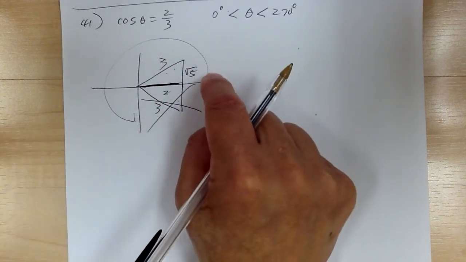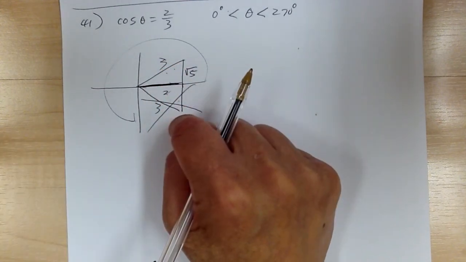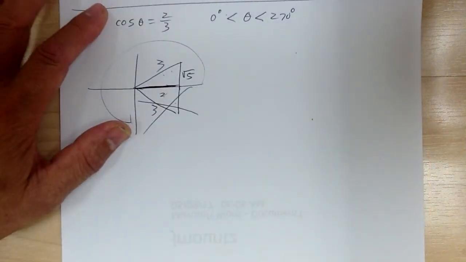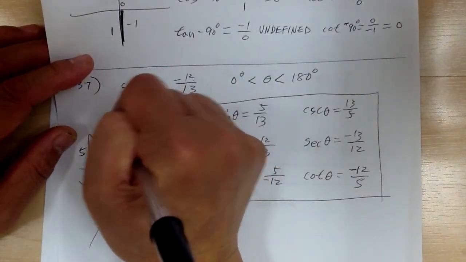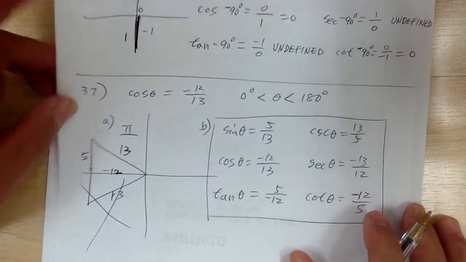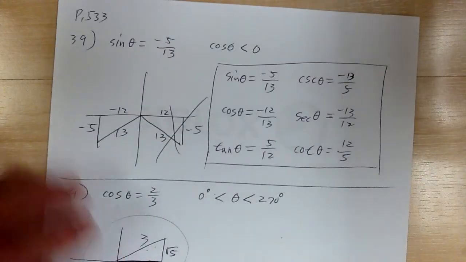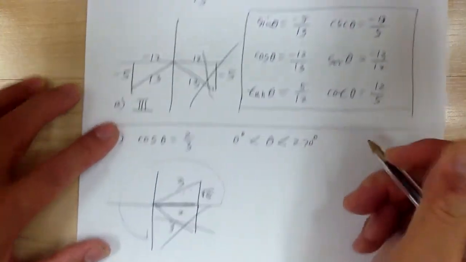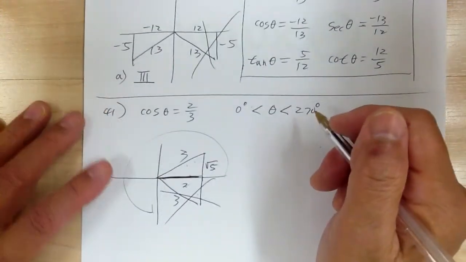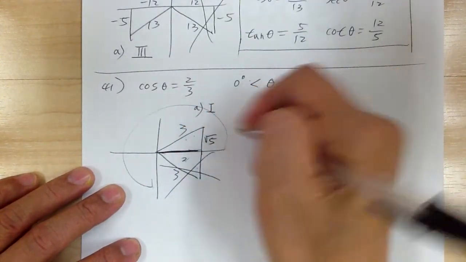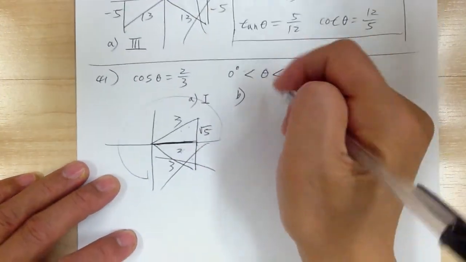Okay, so once you get the 3, oh yeah, we forgot to do the quadrants. Okay, so let's go back. So this is quadrant 2. Okay, so this is part A and this is part B. Okay, and 39, so part A, this is quadrant 3, and part B is all these answers. So part A, this is quadrant 1, and then part B, the 6 functions.